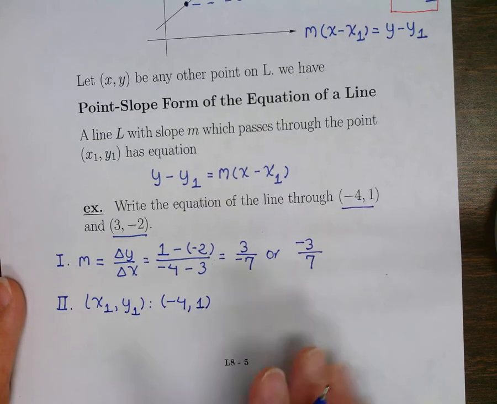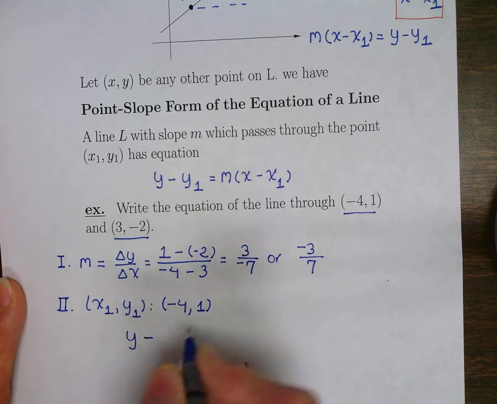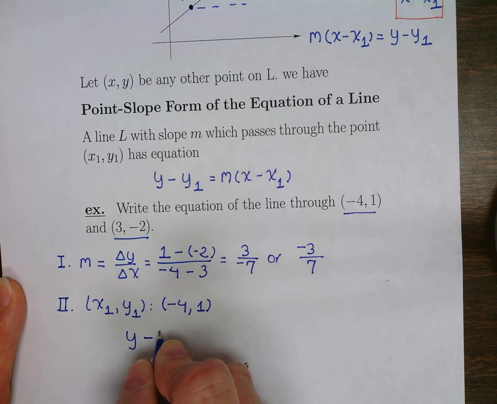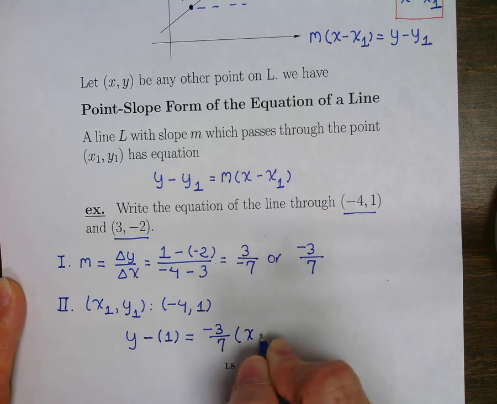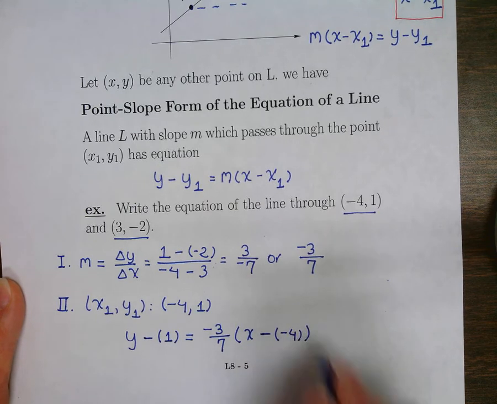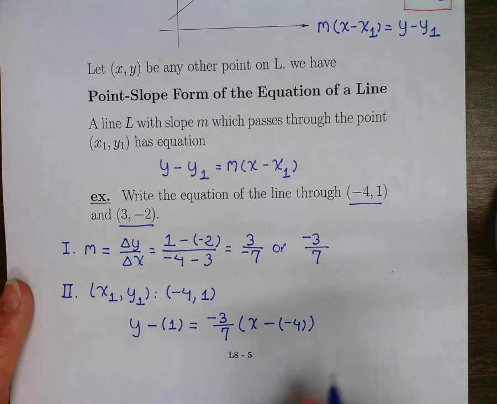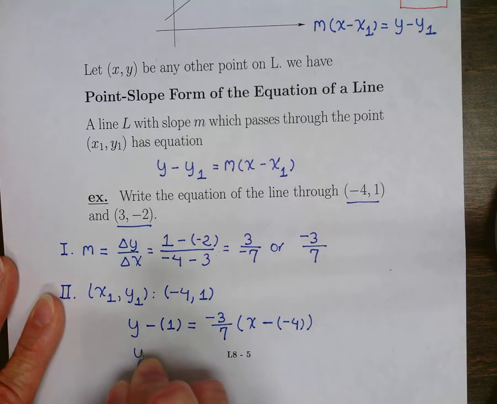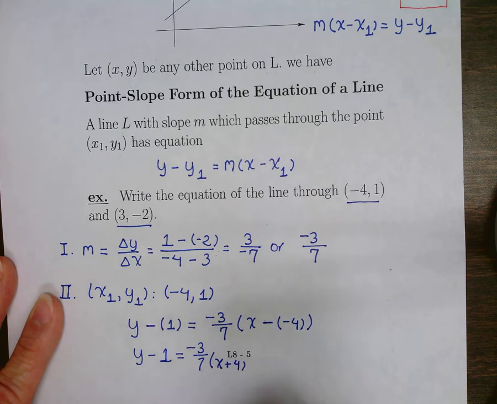Okay, and then I just use my formula. Remember, y is the variable, minus y1, which is 1, equals our slope, times x minus x1, which is negative 4. Okay, using that first point. And so I have y minus 1 equals negative 3/7 times, squeeze it in here, x plus 4.